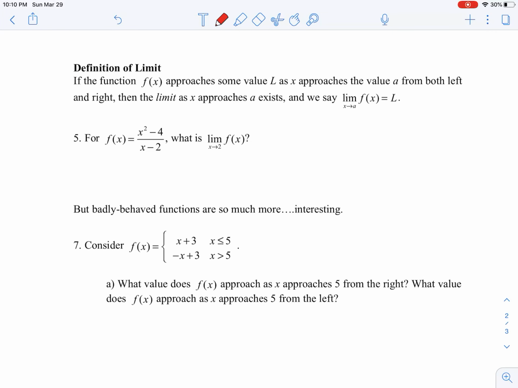This leads us to the idea of the definition of a limit. If the function f of x approaches some value L, as x approaches the value a from both left and right, then we can say that the limit as x approaches a exists. And the notation is thus: the limit as x approaches a of f of x is equal to L.